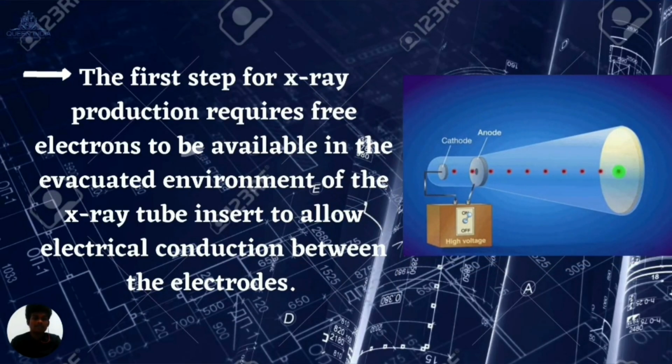So, as we saw in the video, the first step for X-ray production is the requirement of free electrons. It should be noted that the free electrons should be present in an evacuated environment. The need for the evacuated environment is to allow electrical conduction between the electrodes which are present inside the X-ray tube.